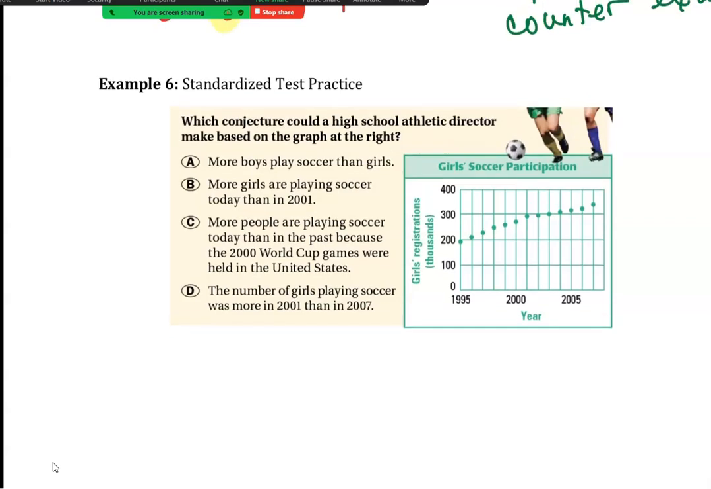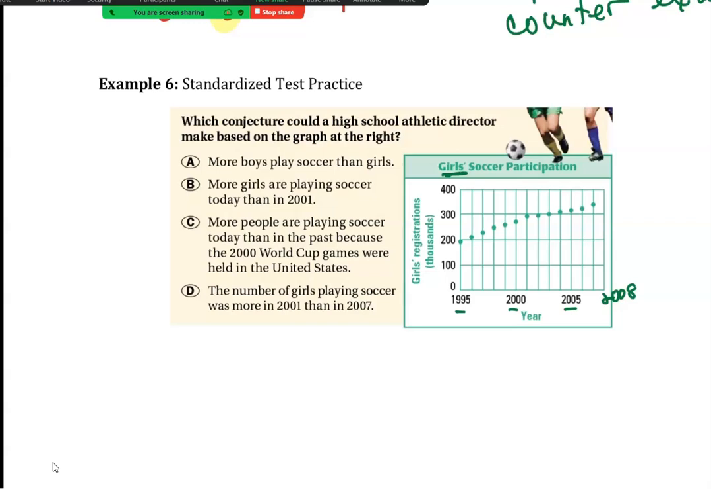Okay, now this is the last thing we're going to do. What conjecture, so educated guess based on observations, could a high school athletic director make based on the graph at the right? So look at the graph. Here are your years. So that's 2004. So 1995, 6, 7, 8, 9, 10. They go by 1. So this is 2005, 6, 7, 8. This only goes up to 2008. Okay? This is girls' registration in thousands. So understand what the graph is telling you.